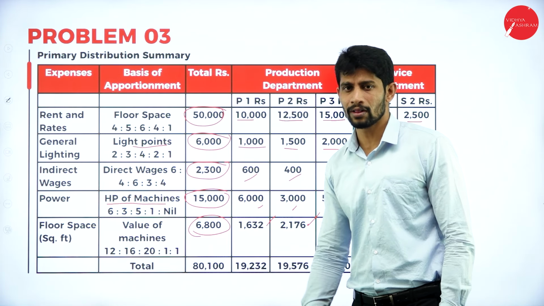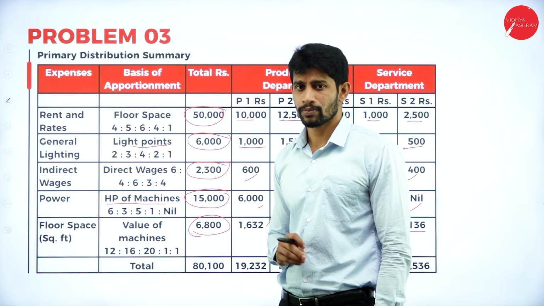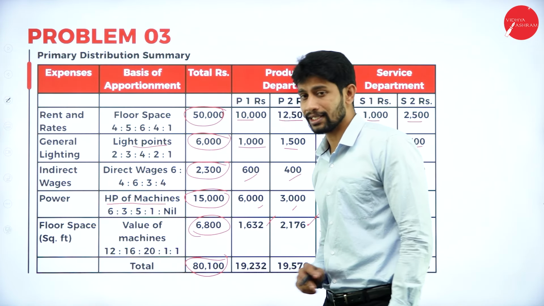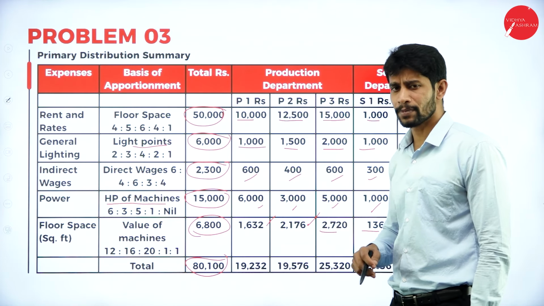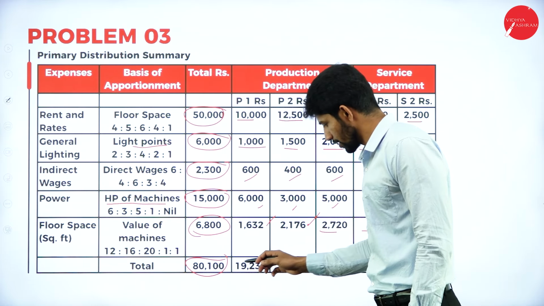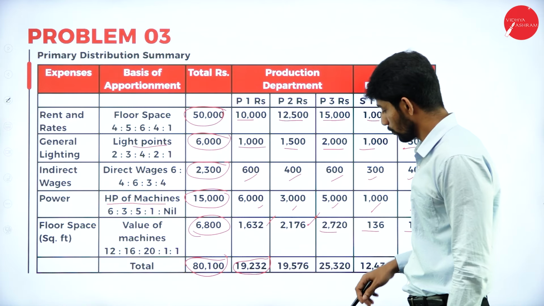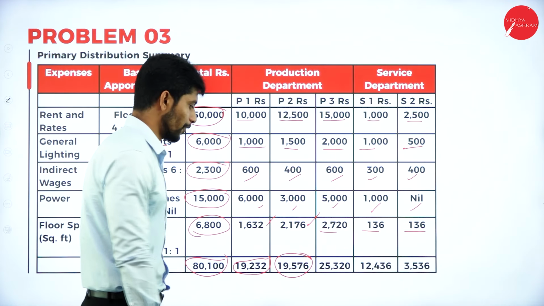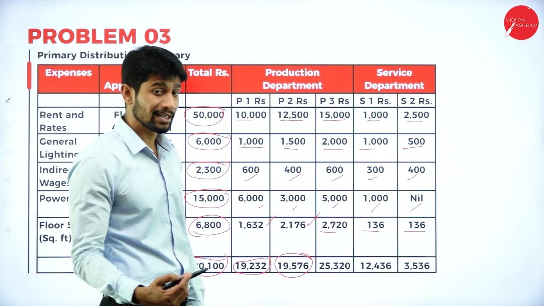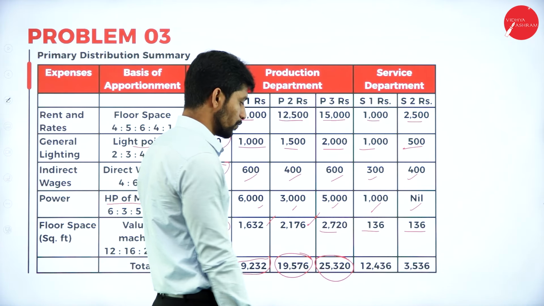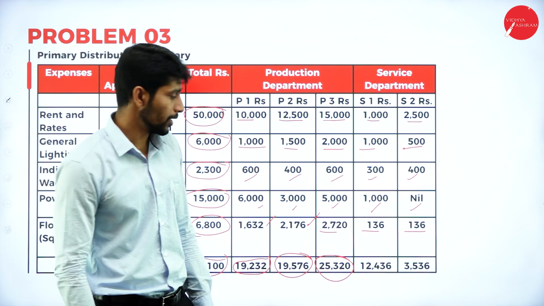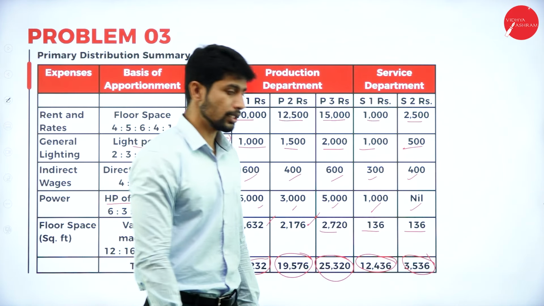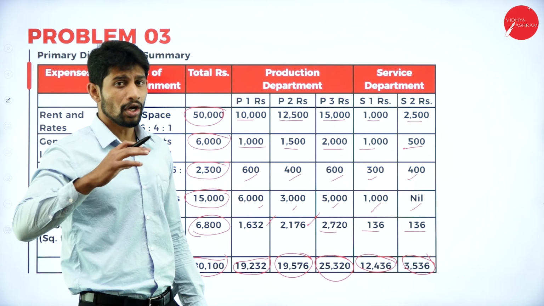So after distributing all the expenses by using the ratios, what you are supposed to do? You are supposed to total expenses. So what is the total expenses you have here? It is 80,100. Next, with respect to production department 1, it is 19,232. With respect to production department 2, it is 19,576. With respect to production department 3, it is 25,320. With respect to service department 1, it is 12,436. And service department 2, it is 3,536.